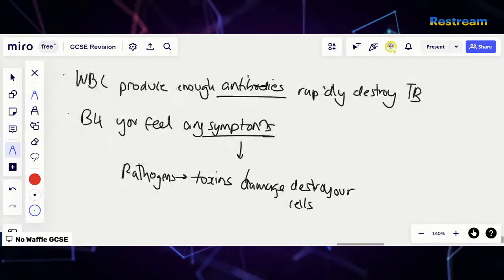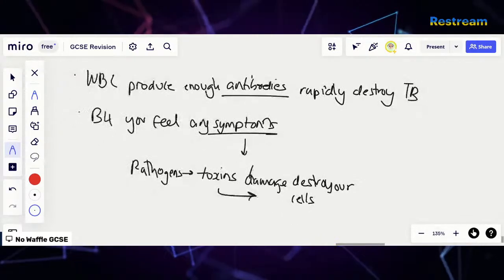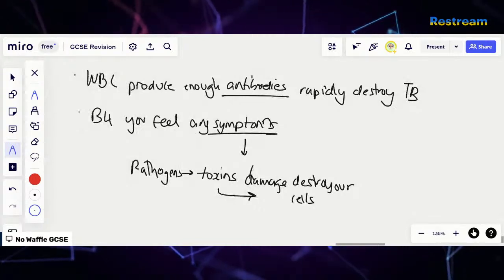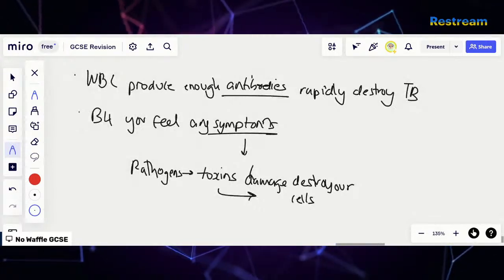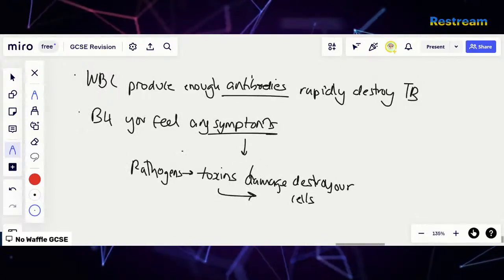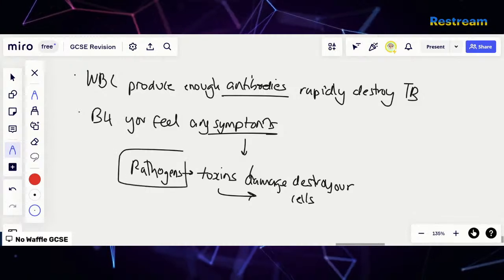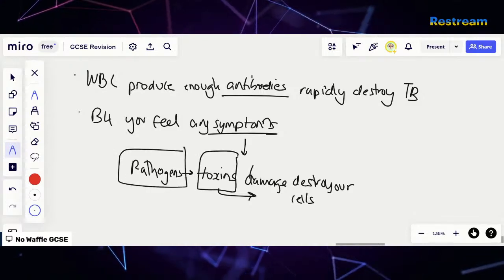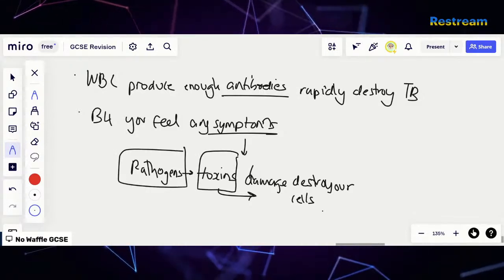So when we feel ill, this is actually the toxins' work of damaging and destroying our cells, and that's why we get symptoms. So if you were ever asked, why do you get symptoms from diseases? You can say, the pathogens release toxins which damage and destroy our cells, and that is how we feel symptoms.